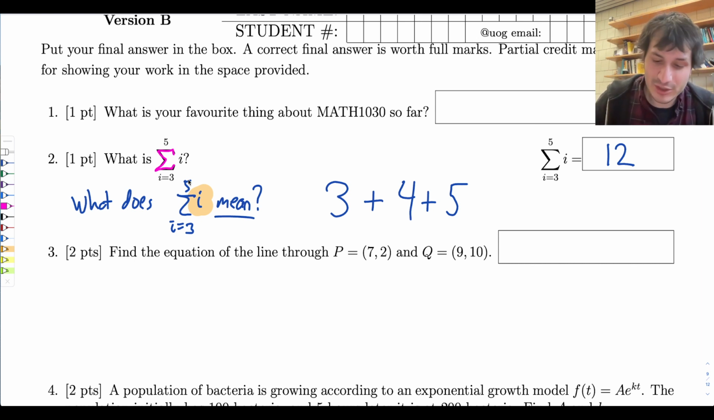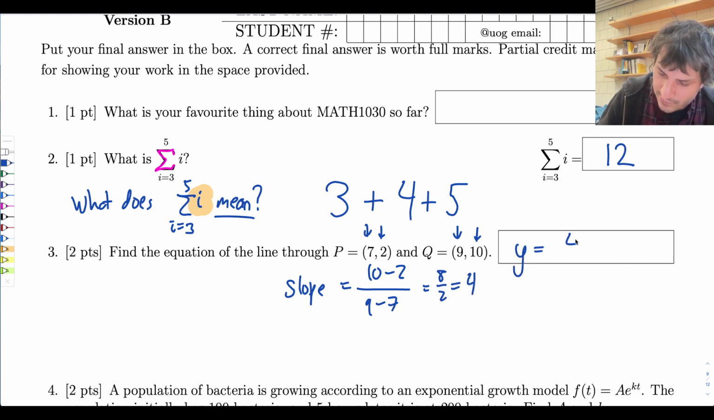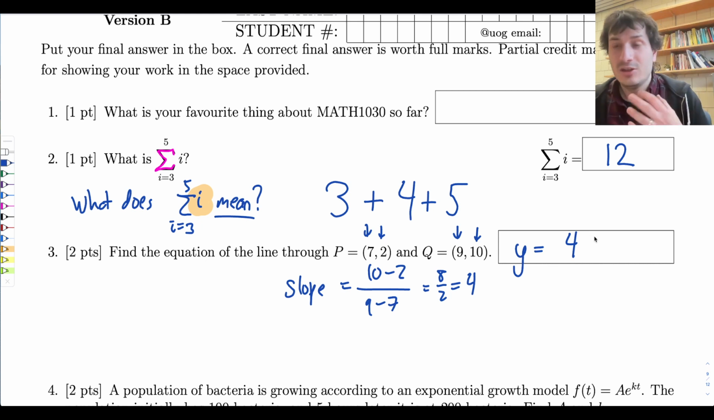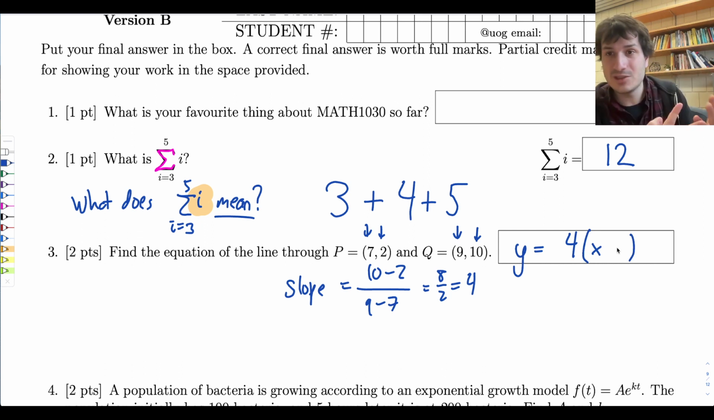Okay, question 3 was really well done. You find the slope. This was the exact points I think on midterm 1. The slope in this case is, what is it? 10 minus 2 divided by 9 minus 7, which is 8 divided by 2, which is 4. So the slope is 4. So you're going to get y equals 4, and then you're going to put in x minus some x value that is on the line. So once you have the slope of 4, you can use the point slope formula.